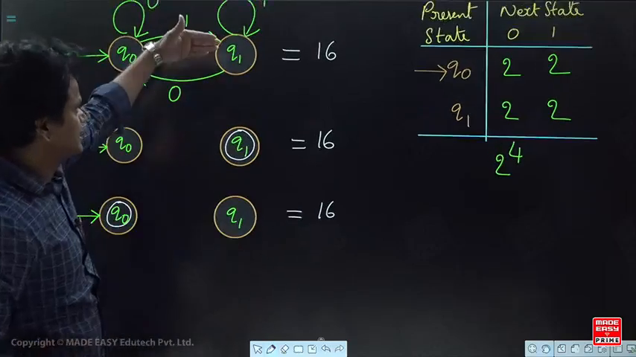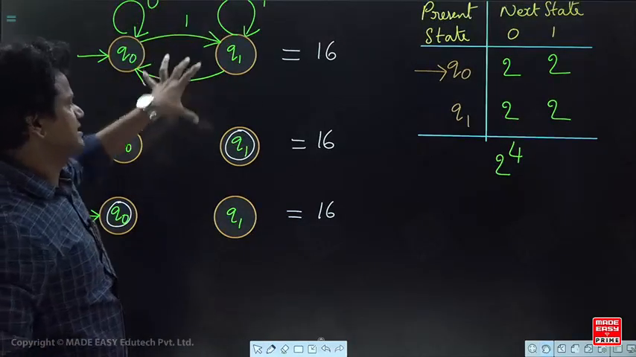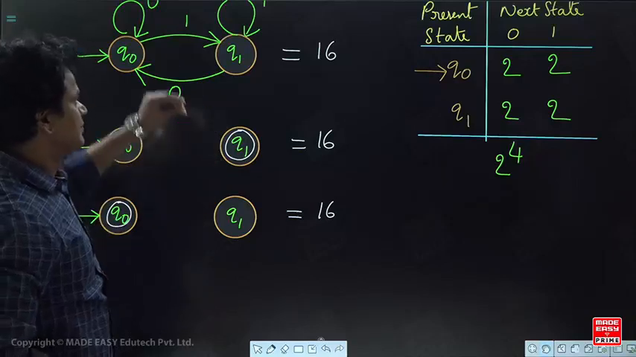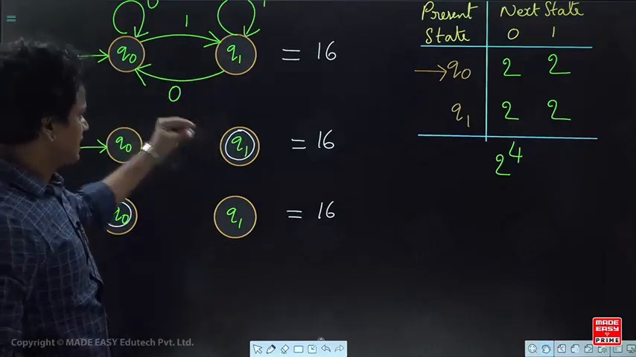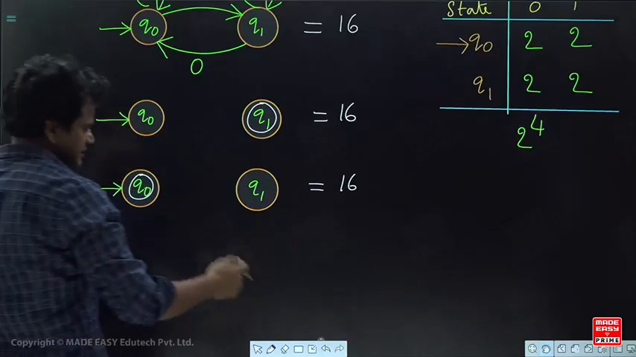So structurally these 16, these 16, these 16 are equal, but functionally they are different, because here no one is final, here the other state is final, here the initial state is final. So finally all these are different.